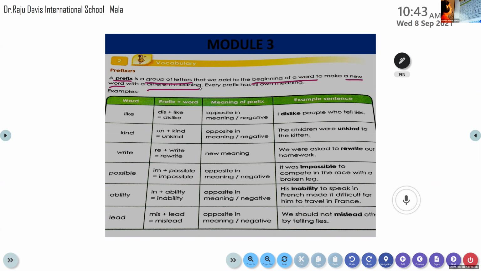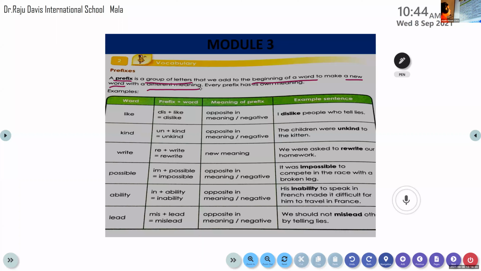Right, very good. Re plus write is equal to rewrite. Very good. New meaning. Rewrite is not the antonym of write. Rewrite has a totally different meaning. That is why it is printed here: new meaning.